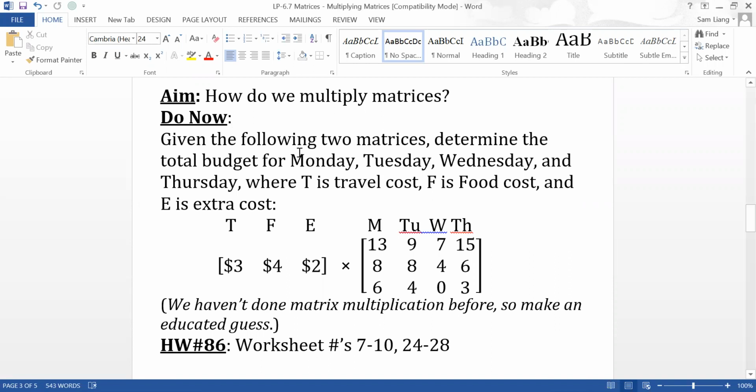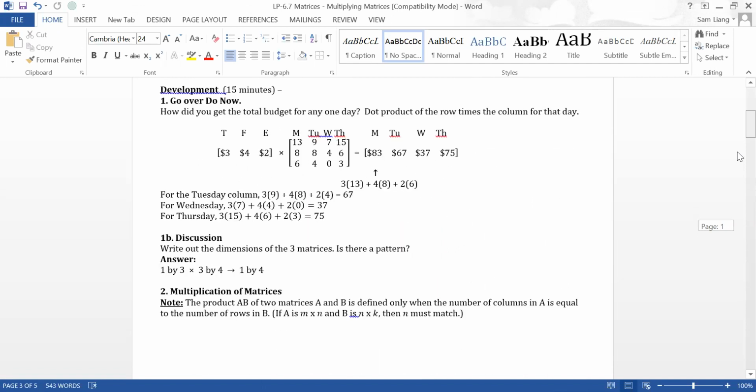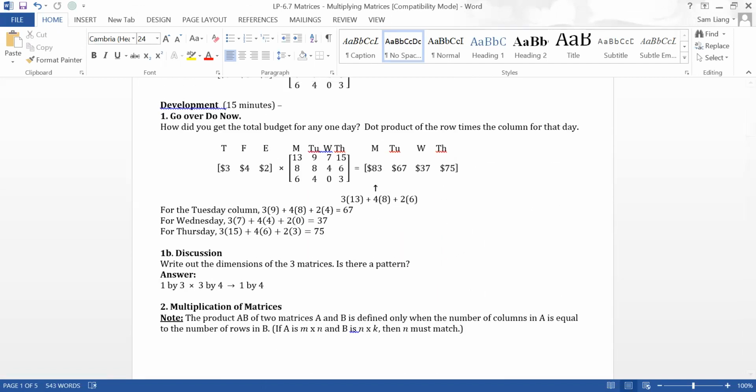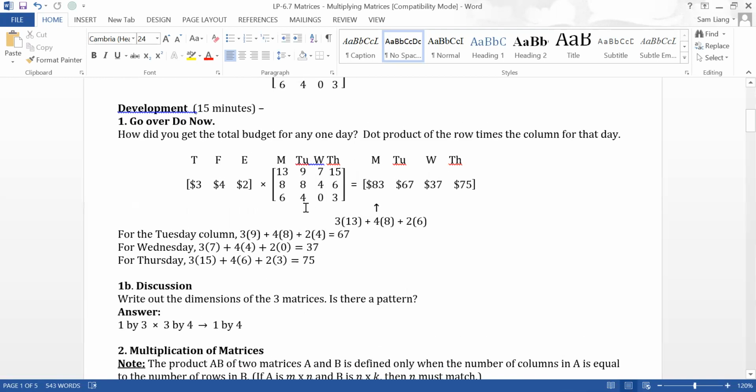Okay, so let me pause you here. I'm gonna scroll up to the solution. Okay, so as I said earlier, this gives you an introduction to the method behind matrix multiplication. By common sense, for travel costs, food costs, and extra costs, you would do 3 times 13. And then for the food costs for Monday, you do 4 times 8. And for any miscellaneous costs, in this case labeled as E, or extra cost, this is 2 times 6. You would add those together, and then you would get your total cost for Monday, for example.